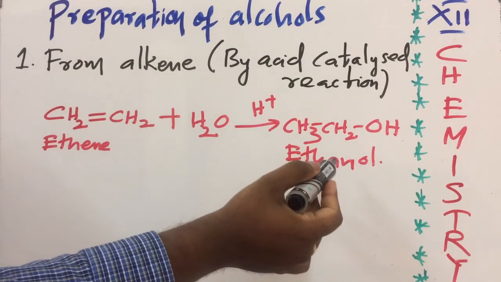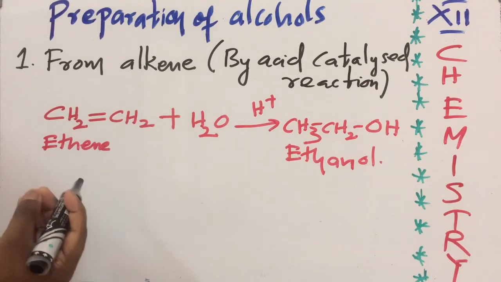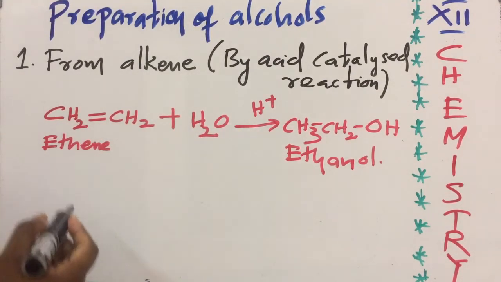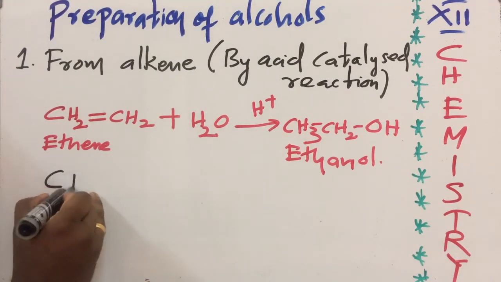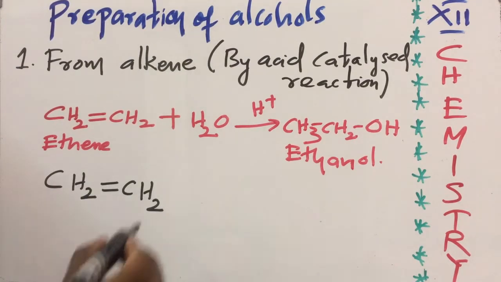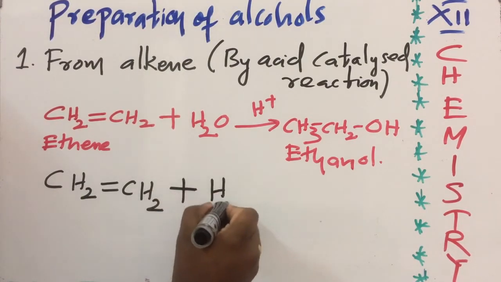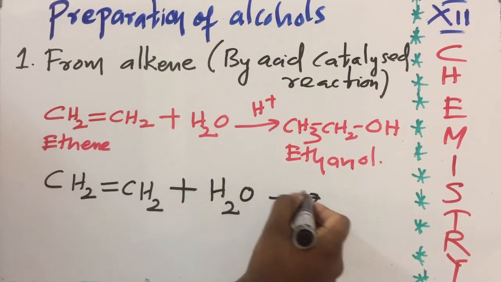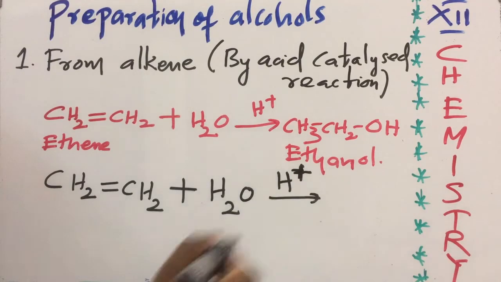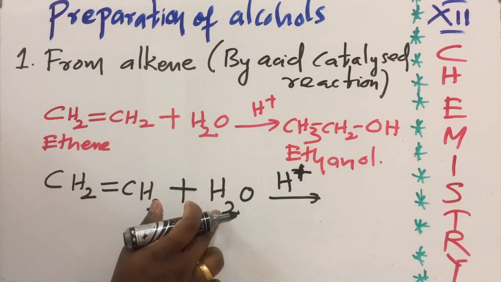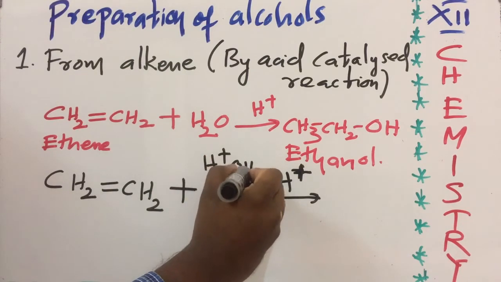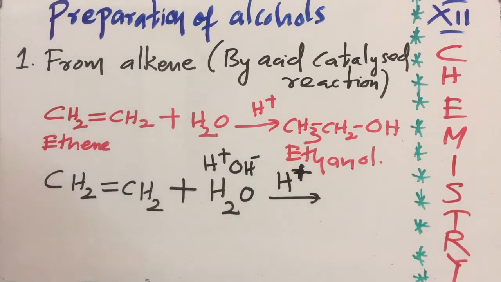How to explain this product? There is a simple trick to write the product. Let's see the method. CH2 double bond CH2, plus H2O in the presence of an acid catalyst. H plus indicates sulfuric acid. H plus is from sulfuric acid. Water, we can write like this: H plus and OH minus, H2O.